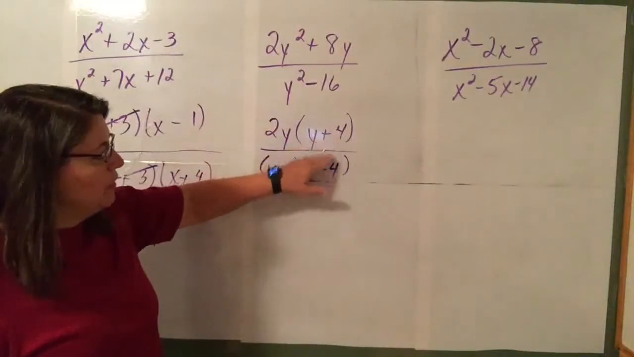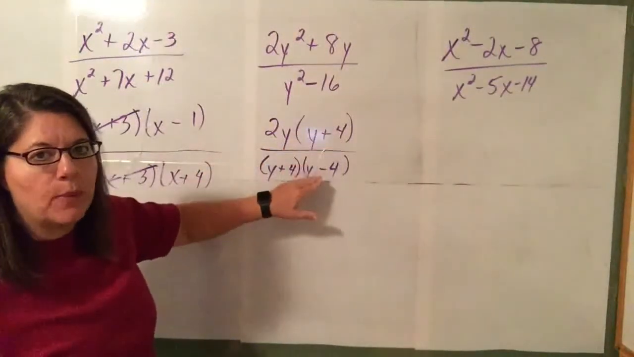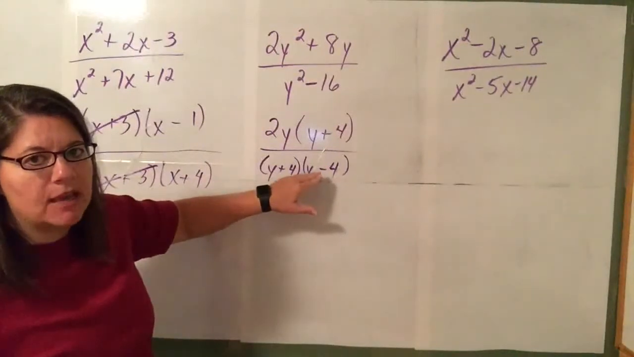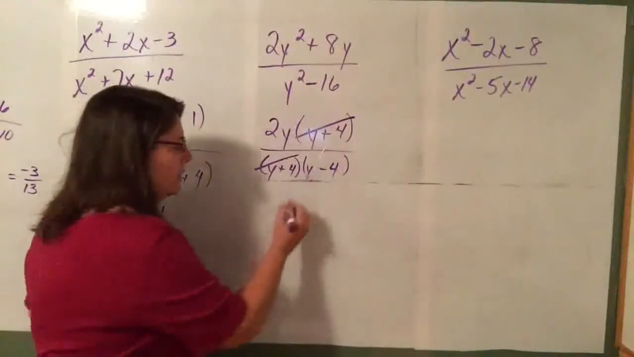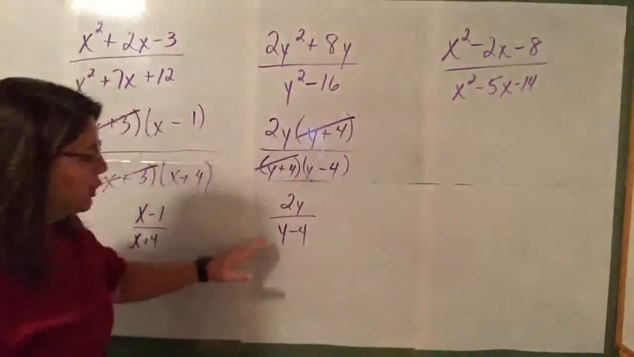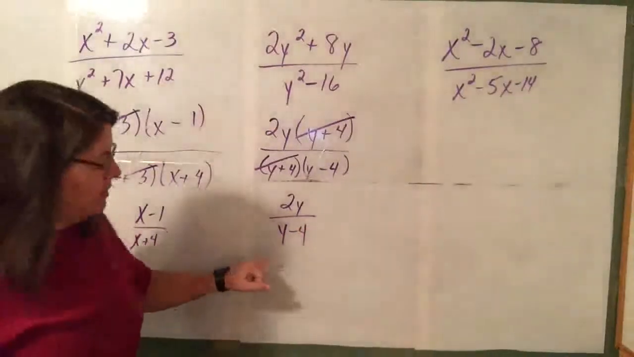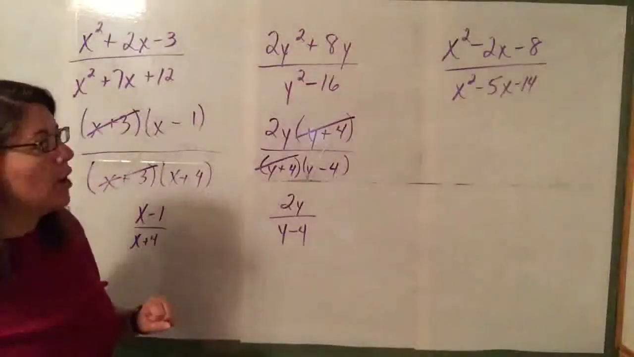This says y plus 4, this is y minus 4. Don't try to cancel the y plus 4 with the y minus 4. That's a common mistake, so don't do that. The y plus 4s cancel out, leaving me with a 2y over y minus 4. And again, we could not cancel the y's. This y is attached with a subtraction sign, so that's all we can do with that problem.